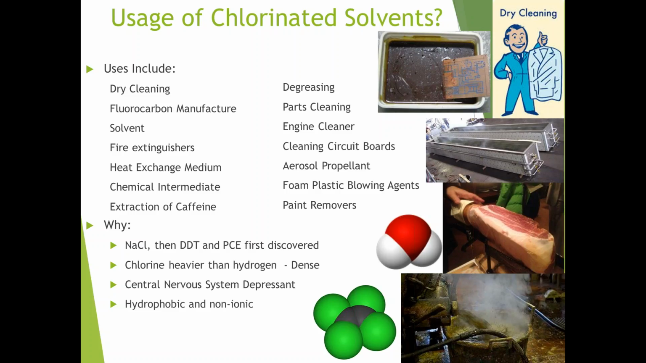Two of the first discovered chlorine compounds were DDT and PCE, but not until the early 1900s. The two distinct compounds share the special characteristics that we just discussed. PCE, perc or perchloroethylene or tetrachloroethylene, all the same chemical, is a dense, hydrophobic, non-ionic solvent. That ultimately means that it helps to dissolve all the things that the other greatest solvent on Earth, water, does not.